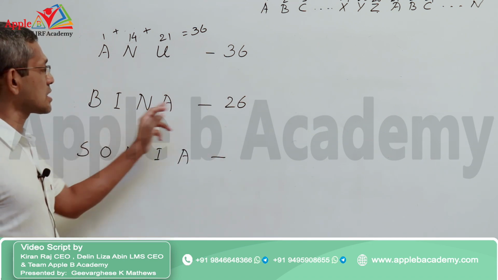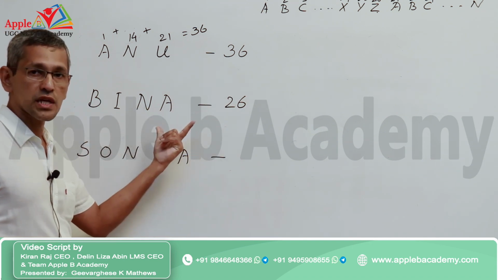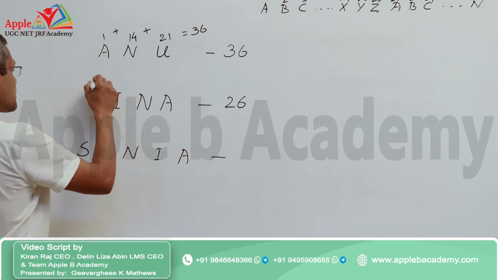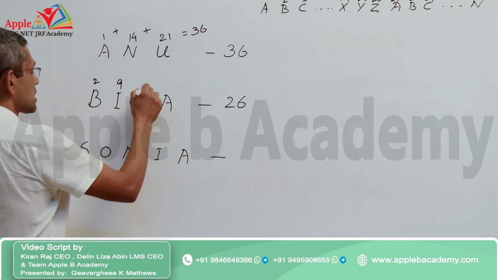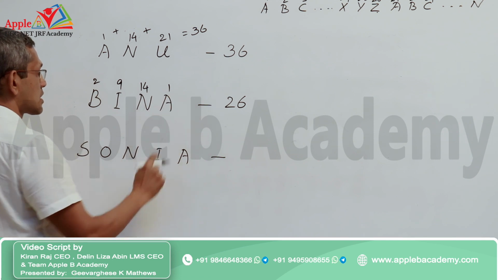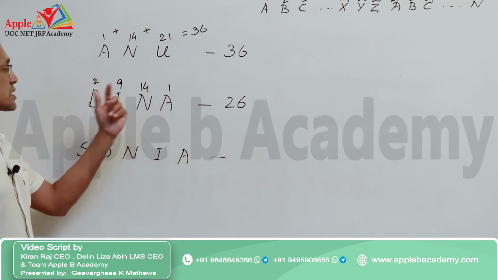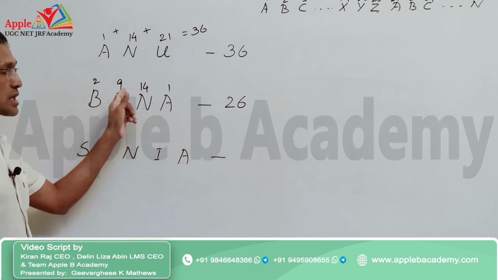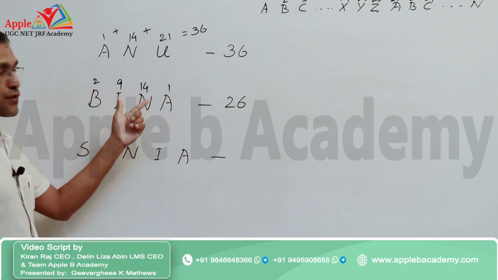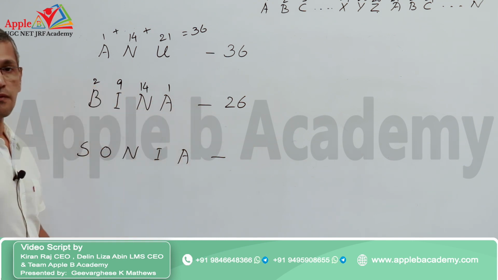Is it the same thing here? We need to check with the second word as well. Try this. 2, 9, 14 and 1. So 9 plus 1 is 10, correct? 14 plus 10, 24. 24 plus 2, 26. Perfectly all right.